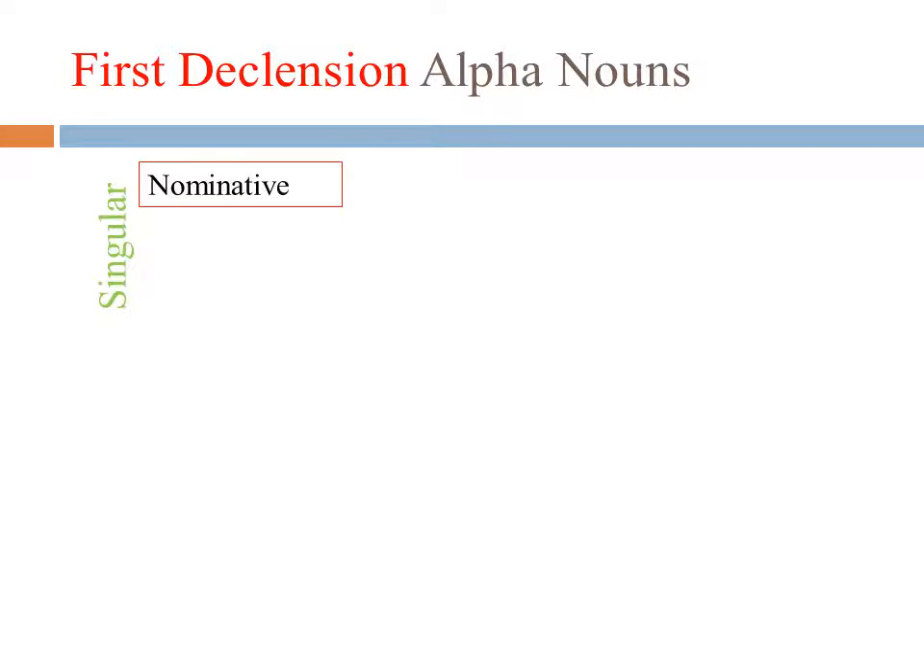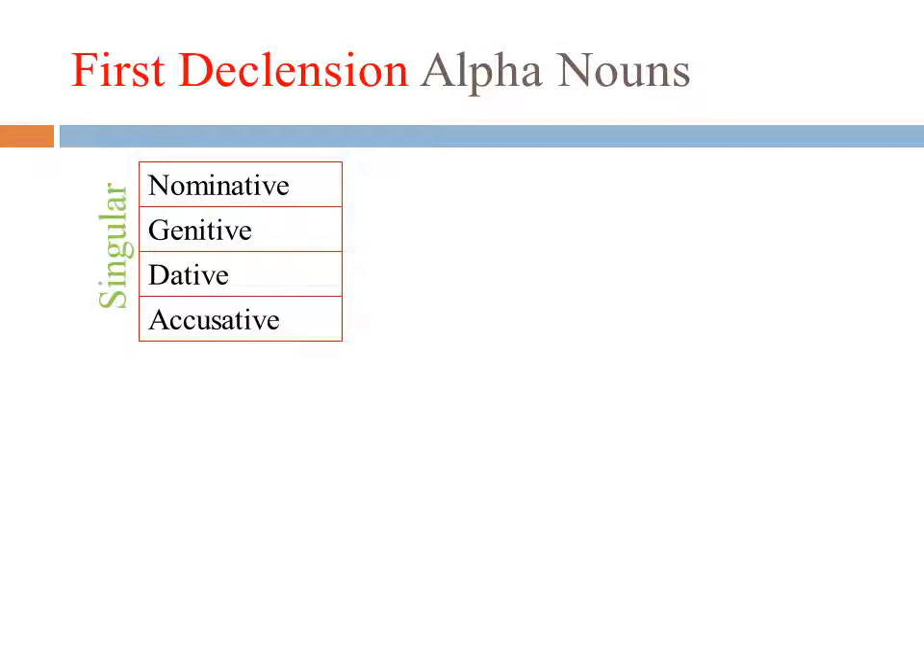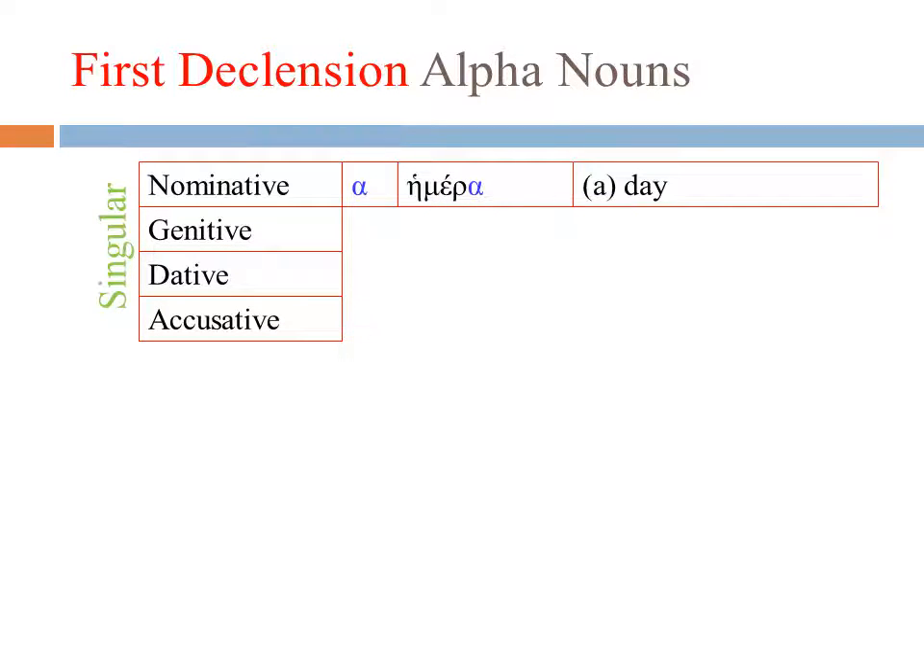Singular, we have nominative, genitive, dative, and accusative. Nominative is alpha. Hemera is a day, and this is the subject of the sentence. Nominative is always the subject.